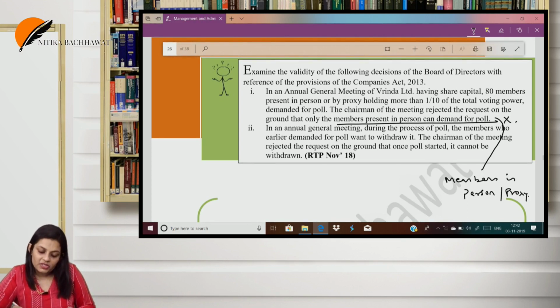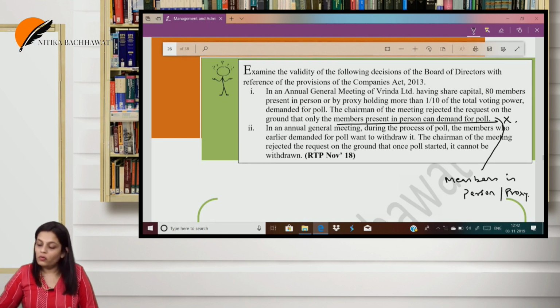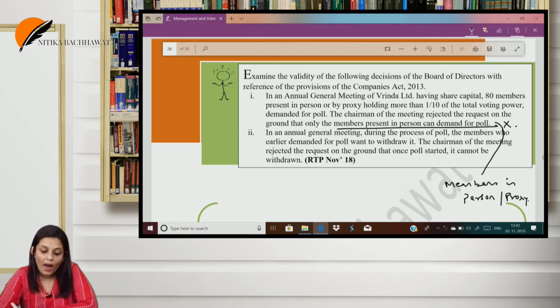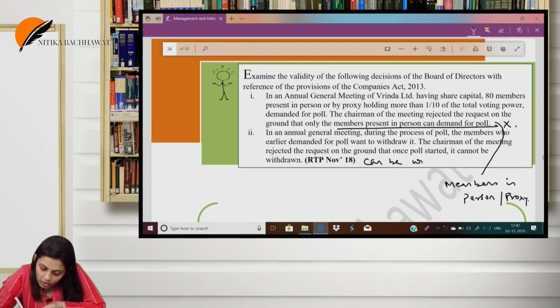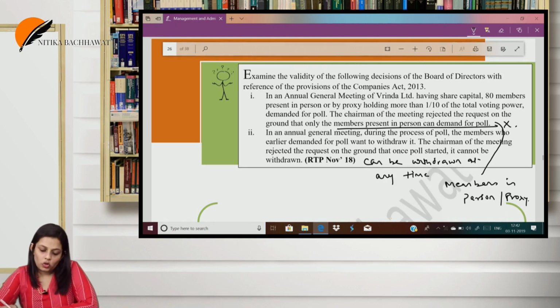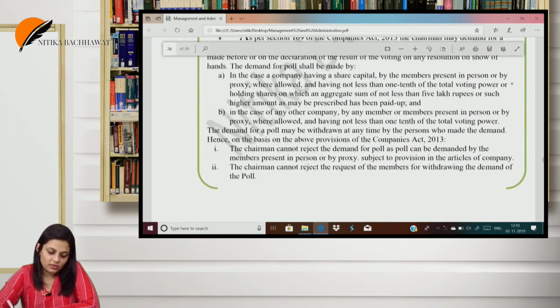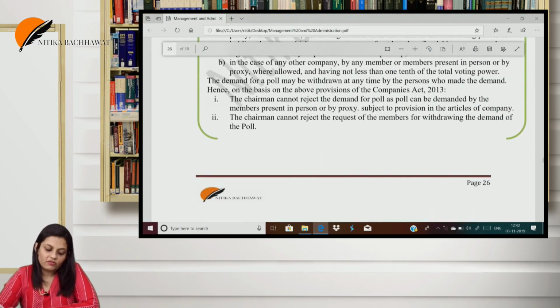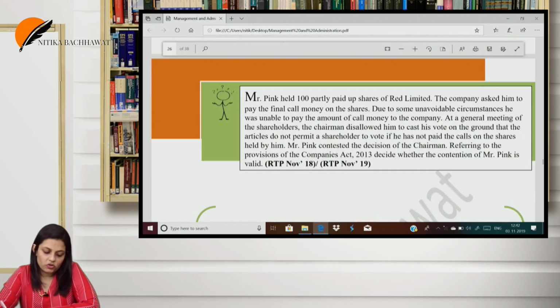No. In an annual general meeting, during the process of poll, the member who earlier demanded for poll wants to withdraw it. The chairman of the meeting rejected the request on the ground that once poll started, it cannot be withdrawn. Now, section 109 clearly states that the poll can be withdrawn at any time. So both the contentions are not justified. The chairman cannot reject the demand for the poll, and cannot reject the request of the member to withdraw the poll.